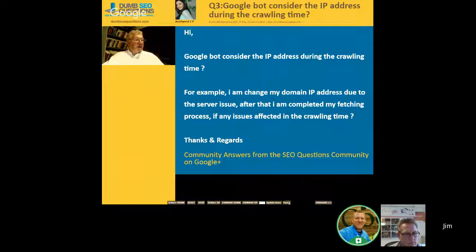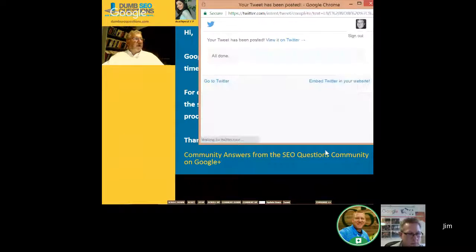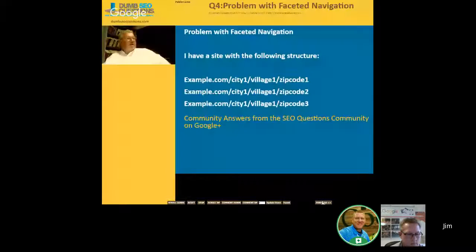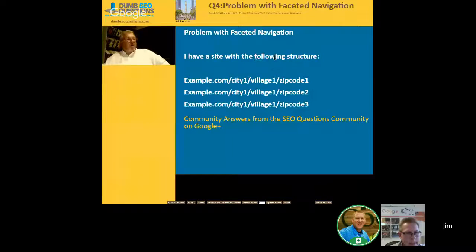Yeah. Okay, let's move to the next. It's this one, Pablo Cano, a problem with faceted navigation. He says, actually, this is not much good to us because what's the question? He gives 3 URLs which can be seen on the SEO Questions community on Google+, but he hasn't asked a question here. Am I reading that right? Mm-hmm.